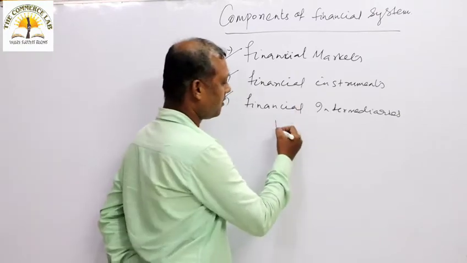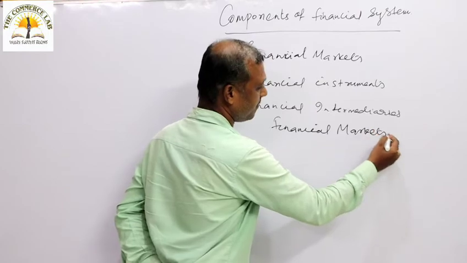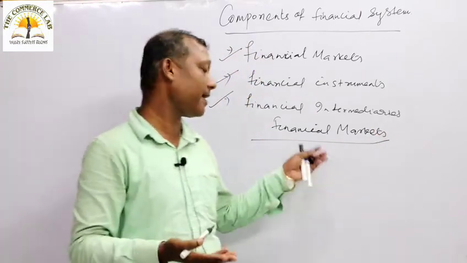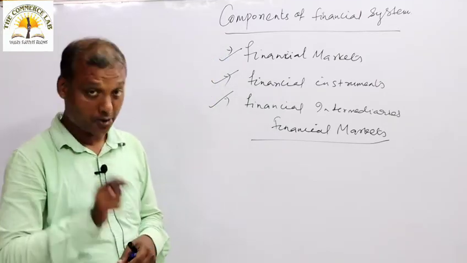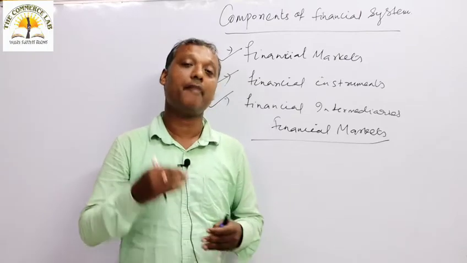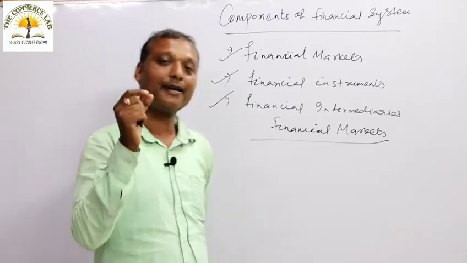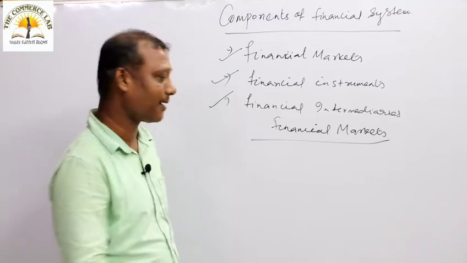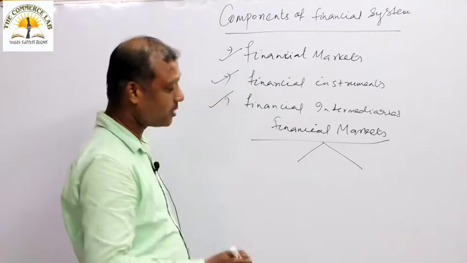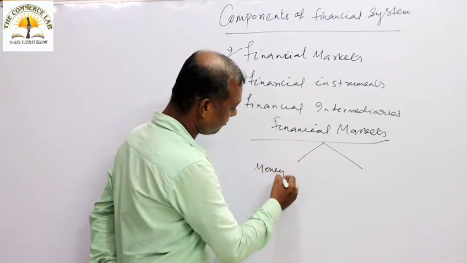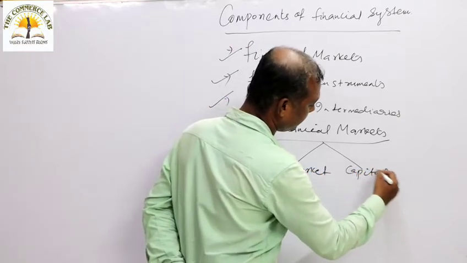So let us discuss financial markets. Simply, what do we mean by financial market? A financial market is a market where financial transactions are carried out throughout the year. It may be short term, it may be long term. So based on the time period, we can classify financial market under 2 heads. One will be your money market, and the next one will be your capital market.